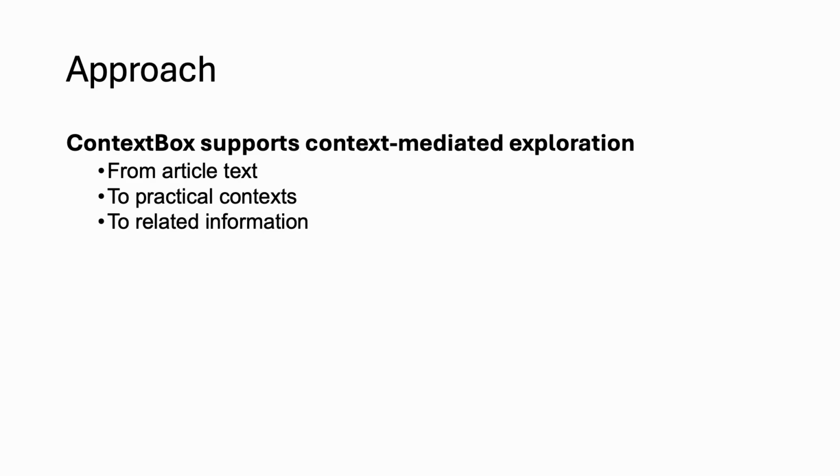on Wikipedia articles. This allows users to expand their exploration from perspectives that may not be immediately visible by simply reading the article text. In this walkthrough, we will show what kinds of information ContextBox provides and how it helps users explore related information.